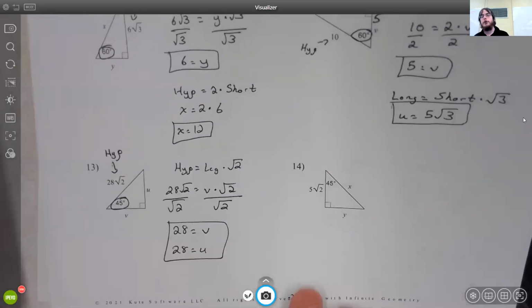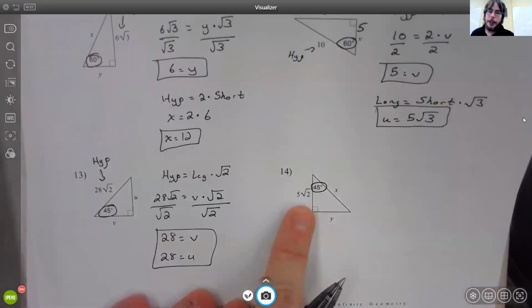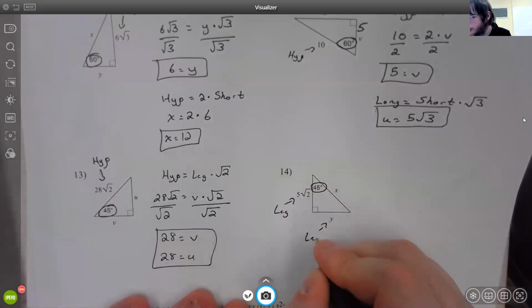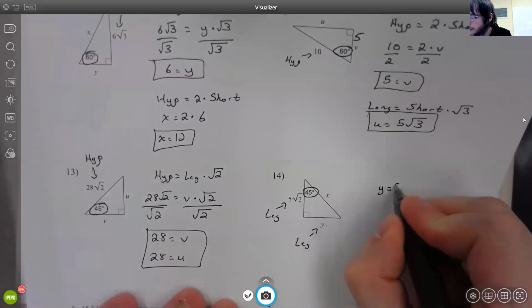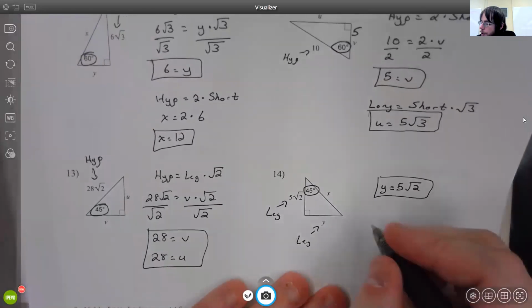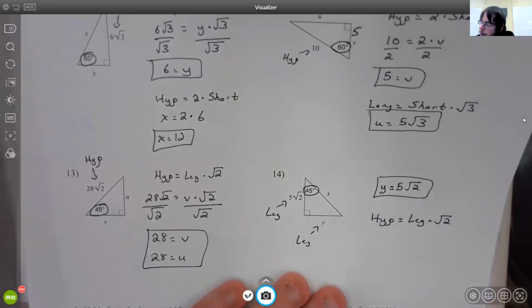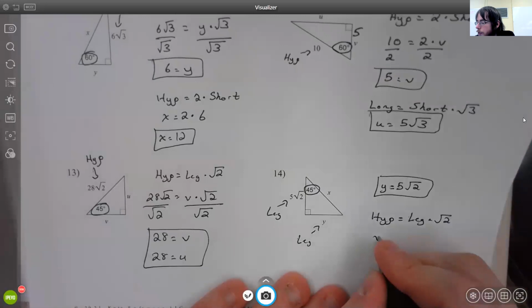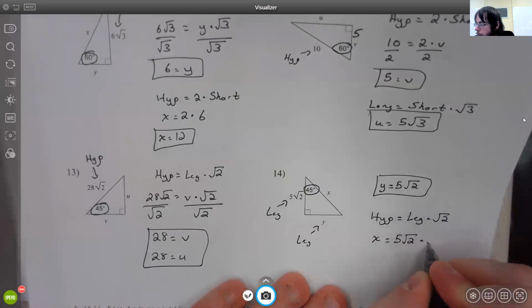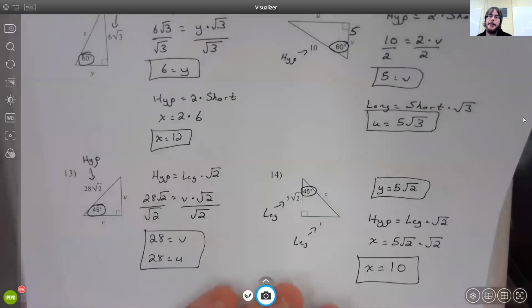And your last one here, number 14, you're dealing with a 45, 45, 90 triangle. Your leg is 5 root 2. That means your other leg must also be 5 root 2. So we know y equals 5 root 2. So to find our hypotenuse, we know that the hypotenuse is equal to the leg times root 2. Our hypotenuse is x. Our leg is 5 root 2 multiplied by root 2. And if you were to plug that in the calculator, you would find that x is equal to 10.